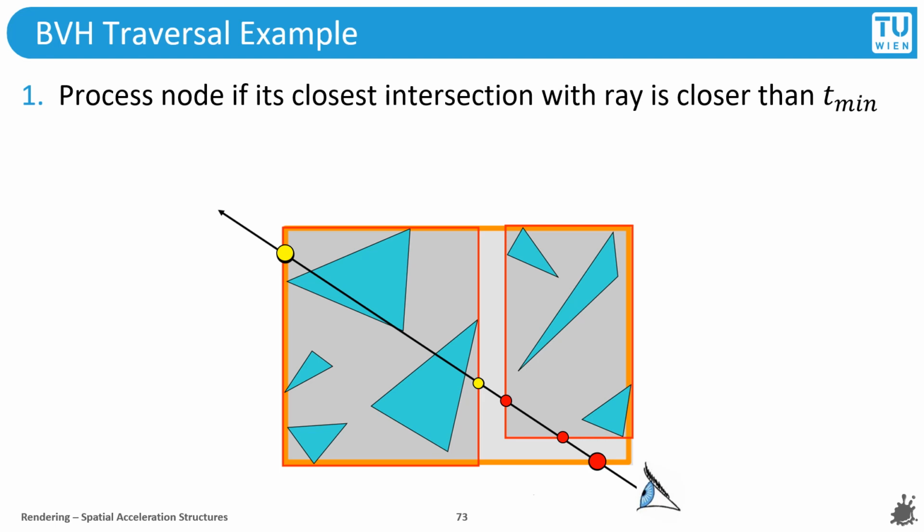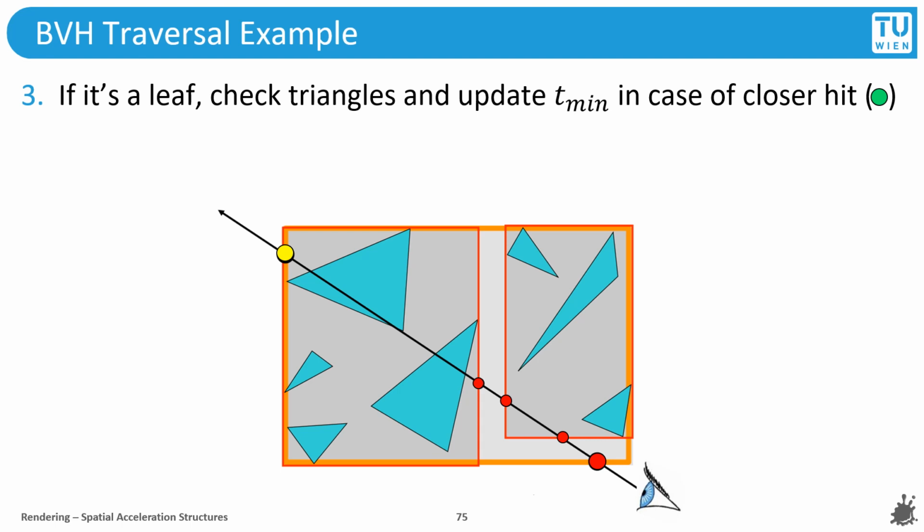Again, we check whether the closest intersection with the node that we're interested in is closer than T min. And since T min is still at infinity, this condition is easily fulfilled. Again, since it is a leaf node, we iterate over all the triangles within and find if there is a closer intersection than T min with our ray. And it is very possible that we find multiple intersections with multiple triangles within the node that we are currently inspecting.